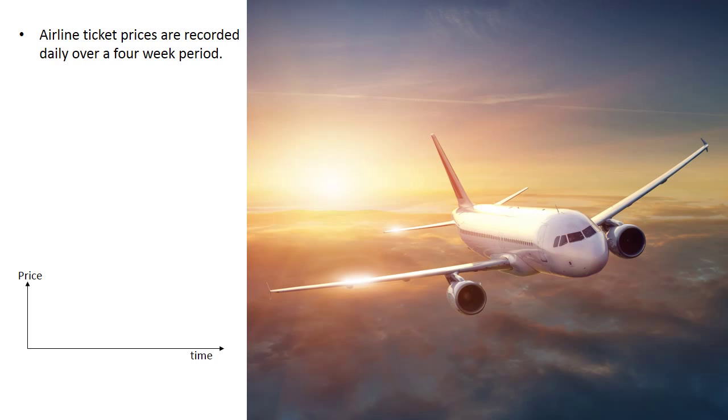Airline ticket prices are recorded daily over a 4-week period. If you've ever gone to book airline tickets, you will find they jump up and down a lot for no apparent reason. The sort of graph you would see would be something like this, and this is pretty much random data.